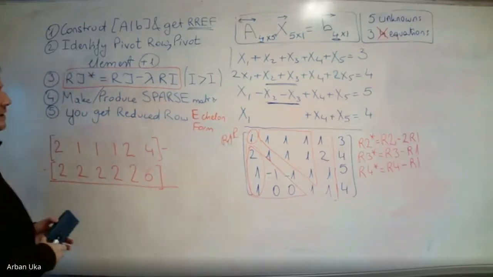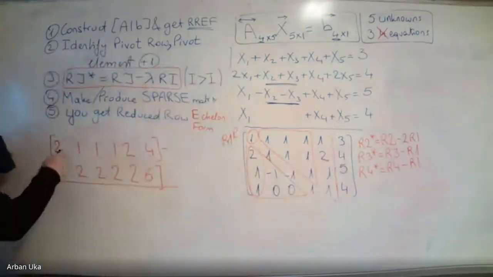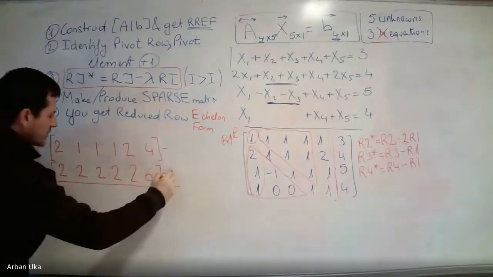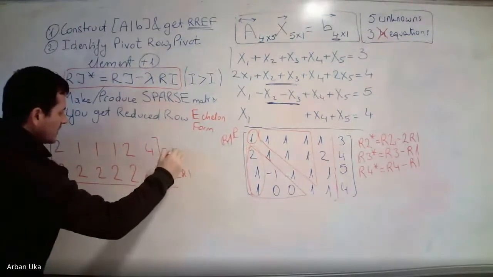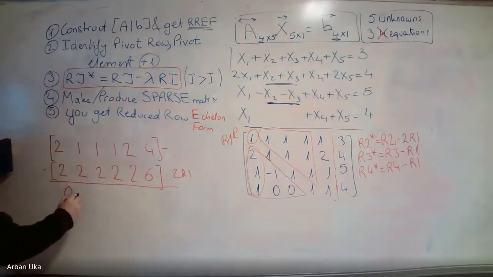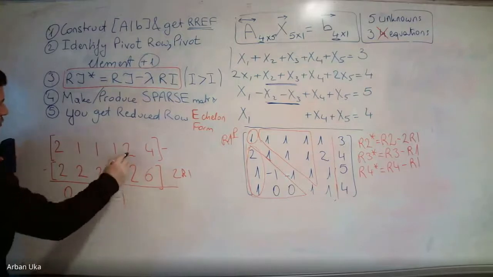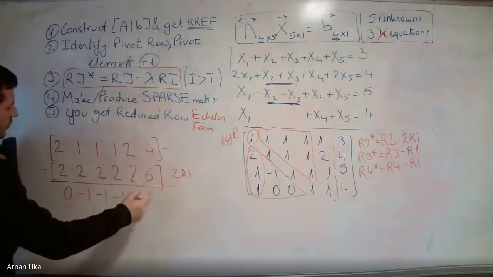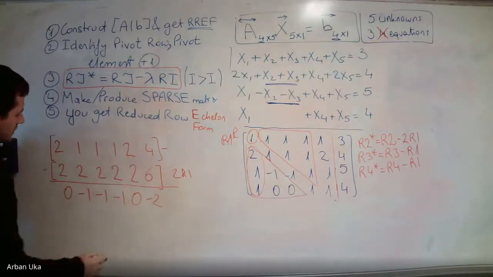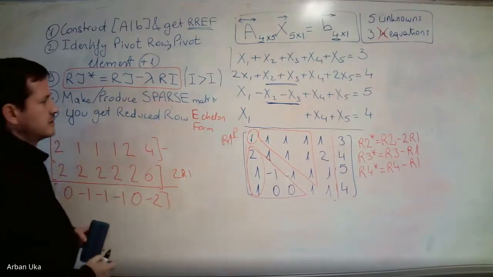So this is what we are writing here. This is row 2 minus 2 row 1. So here we get the following. Let's not forget, this is 2 row 1, and we subtract these two together. We have 2 minus 2, 0; 1 minus 2, minus 1; 1 minus 2, minus 1; 1 minus 2, minus 1; 2 minus 2, 0; 4 minus 6, minus 2. Okay? So, do we agree here?